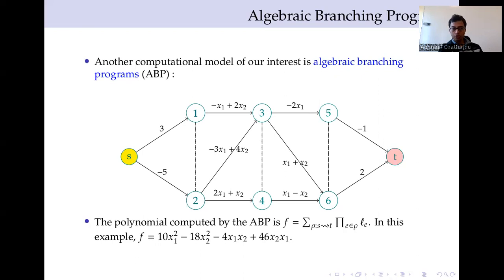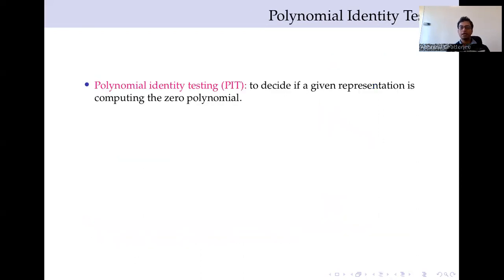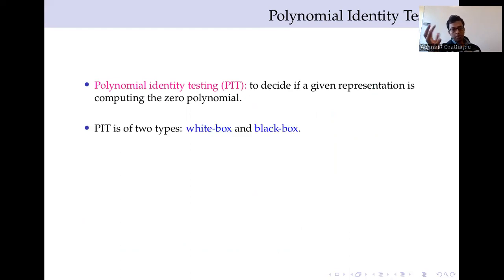Okay, so now we can define the PIT, the polynomial identity testing problem, formally: given a polynomial given by an arithmetic circuit, formula, or an ABP, we want to decide whether it is computing the zero polynomial or not. The PIT problem is of two types. The first one is white box, where we can see how the circuit is computing the polynomial, so we can exploit the circuit structure. This is called a white box algorithm.